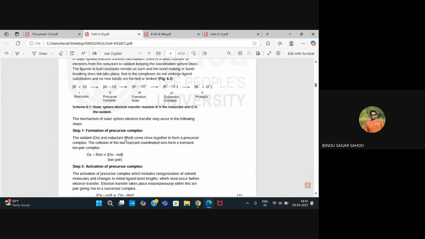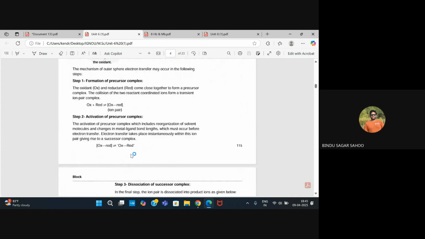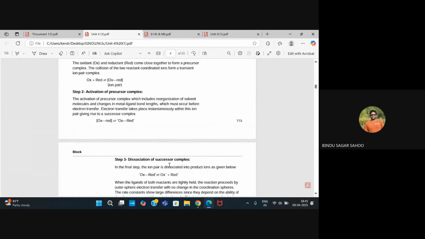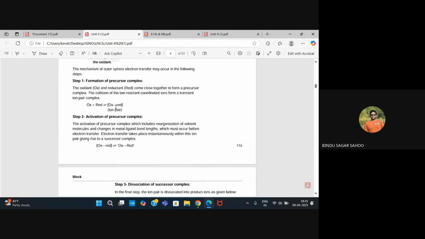And briefly, these things are mentioned. In the first step, there will be oxidant reductant precursor complex formation, and there will be ion pair formation, and in the last step there will be dissociation. So in your unit 6 material of MCH-16, you can get all these things.